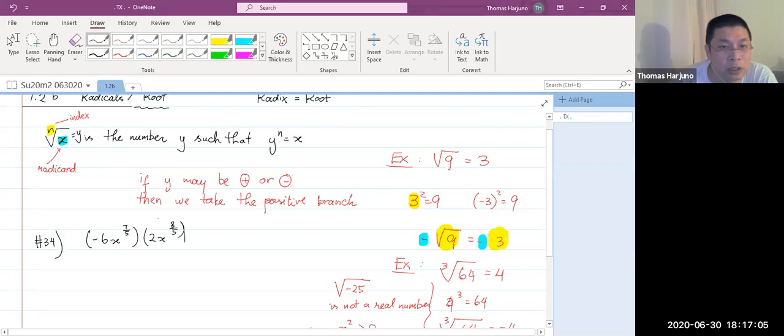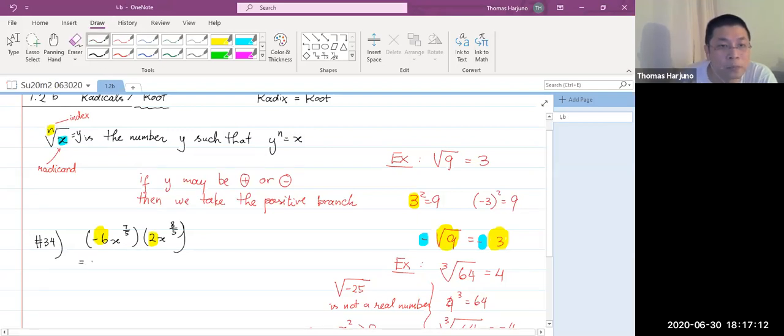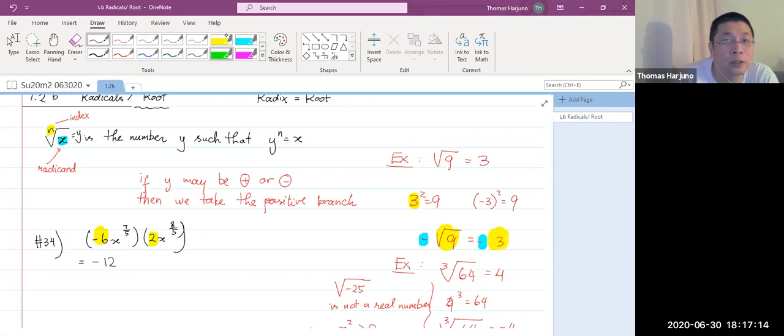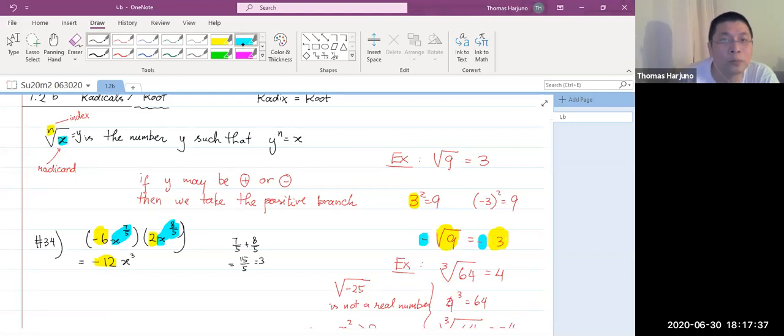I think this one is easy. When we multiply the coefficient by coefficient, this gives us negative 12, right? And then x to the 7/5 times x to the 8/5 will give us x to the 7/5 plus 8/5, which is 15/5, which is 3. So this is x cubed. That one is easy.